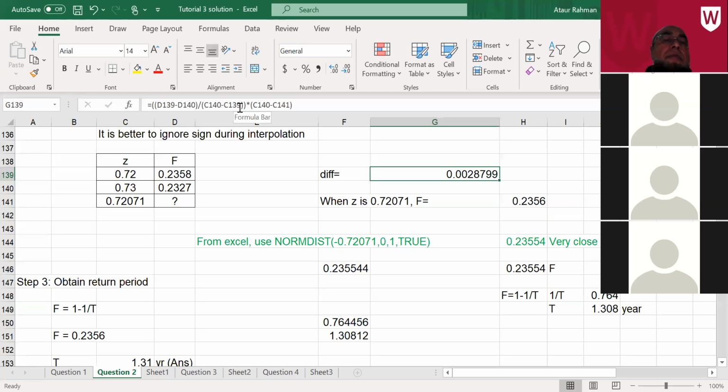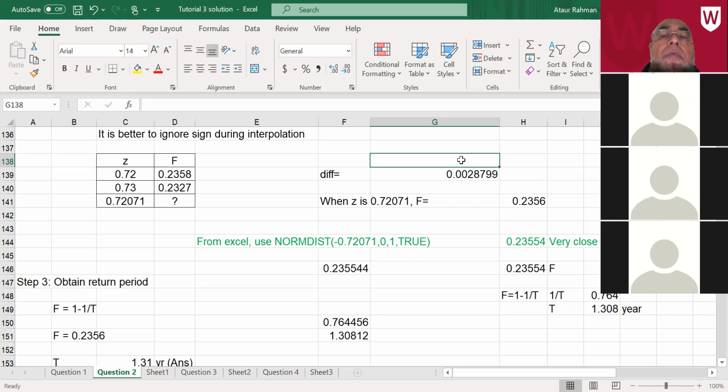Isn't there a shortcut command to get the value? No, there is no shortcut command for interpolation, unfortunately. How come the other one has a shortcut command and this one doesn't? Because Excel thinks that everybody can do interpolation, and they have not given any particular function for interpolation.